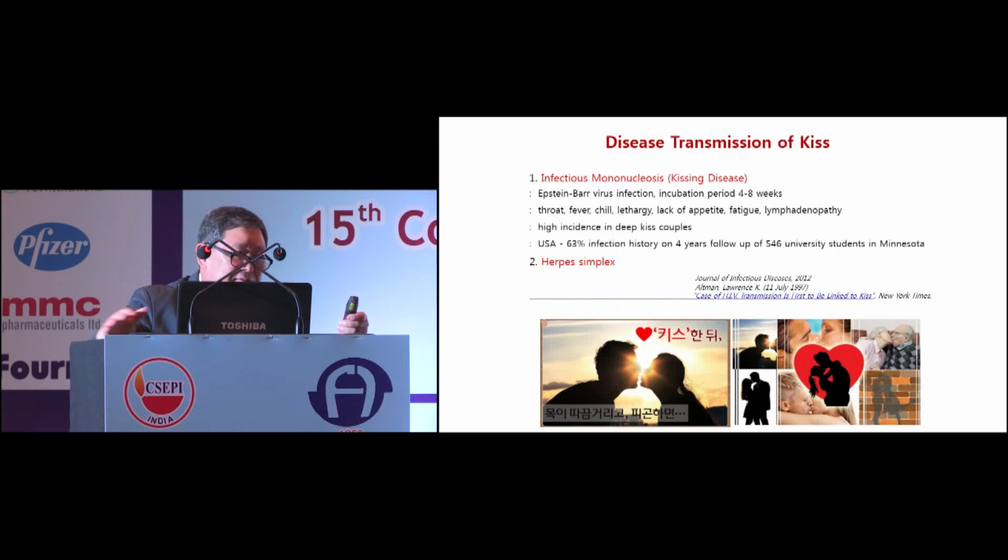But we can find disease transmission by a kiss. As I mentioned, the main organism is infectious mononucleosis. This disease is caused by the Epstein-Barr virus, which we can call the kissing disease. The incubation period is 4 to 8 weeks, and then we can find influenza-like symptoms like this after infection.